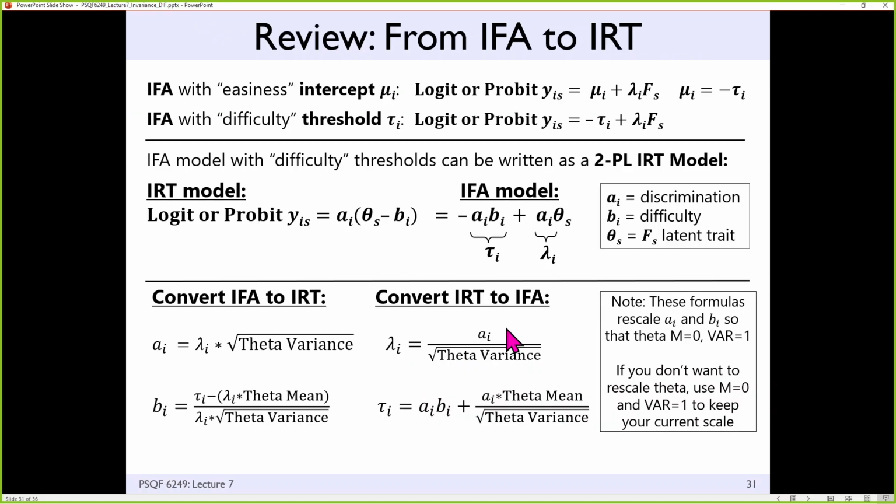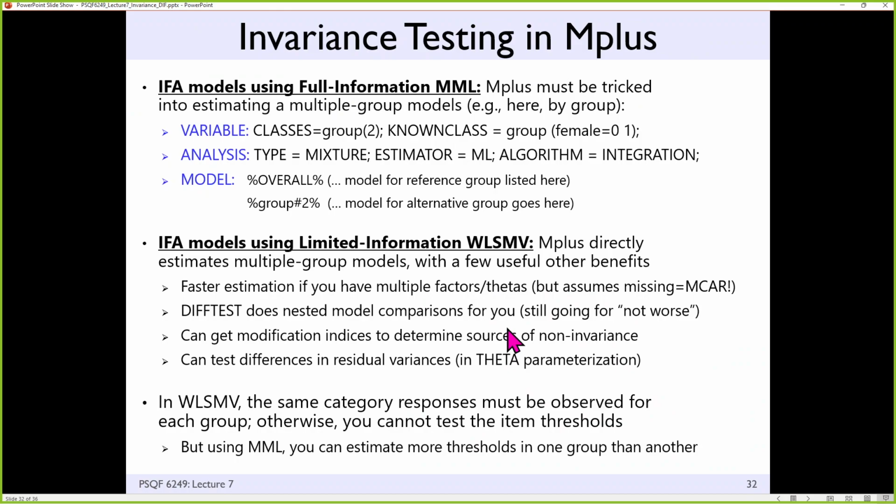One other problem that you should be aware of is what happens if your groups have different uses of the response scale. And this differs by estimator. So you can test invariance on IFA model parameters, loadings and thresholds, using full information maximum likelihood. However, you have to trick Mplus into doing it by making it think it's a mixture model. It's not a mixture model. It's just hijacking the mixture model architecture in terms of the estimation. So 7D is an example of what this would look like, so you have a basis to go off of.